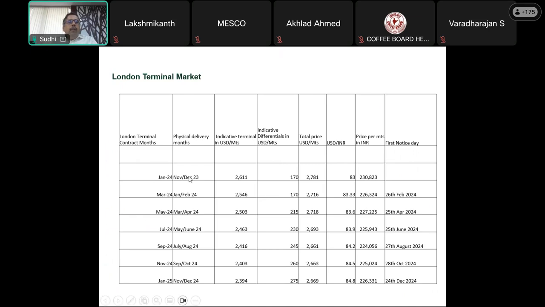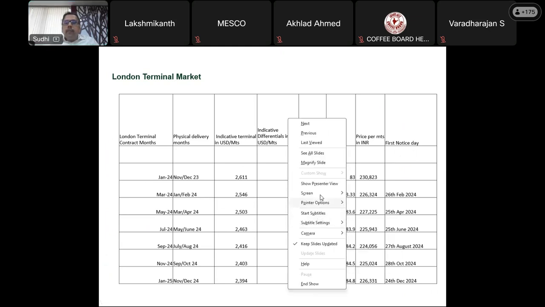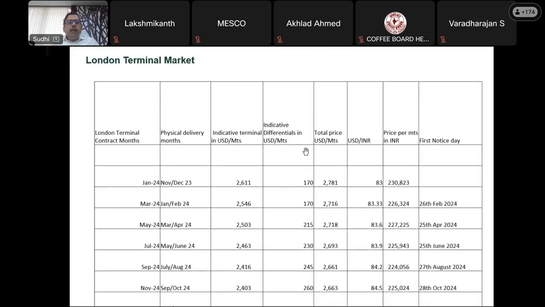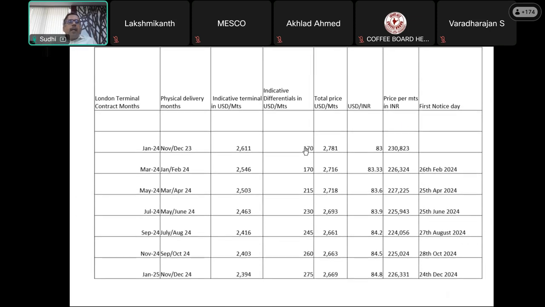Just to give you some more clarity on what was not clear in the previous slide, the London terminal contract months. London has January, and we have contracts in March, May, July, September. The contracts which get traded in the market are these terminals in a year. I'm talking about 2024, at present in the London terminal: January, March, May, July, September, November, and January 25. So these are all the contract months. If you look at any of the coffee reports today, they talk about these terminal months which are getting traded.